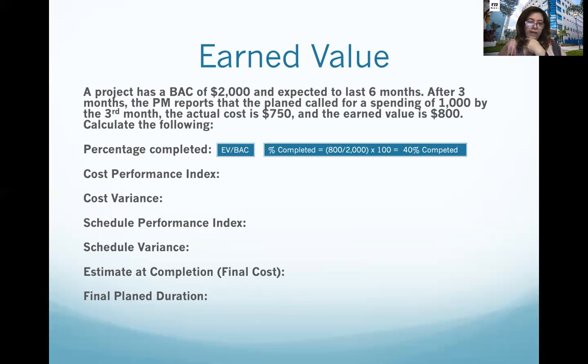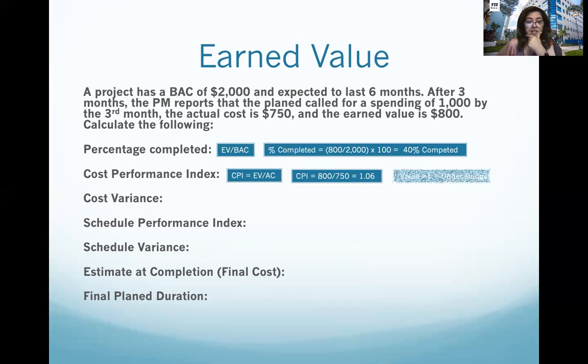What about the cost performance index? Just apply the formula. CPI equals earned value divided by something, because this is an index. So the earned value is $800 divided by 750, which is the actual cost. And the CPI is greater than 1. That is really good. So now you know the final answer of this exercise.